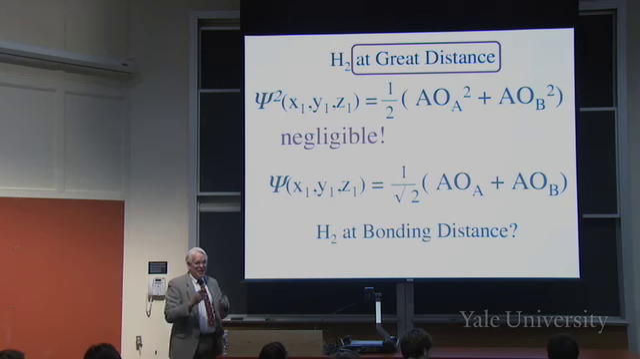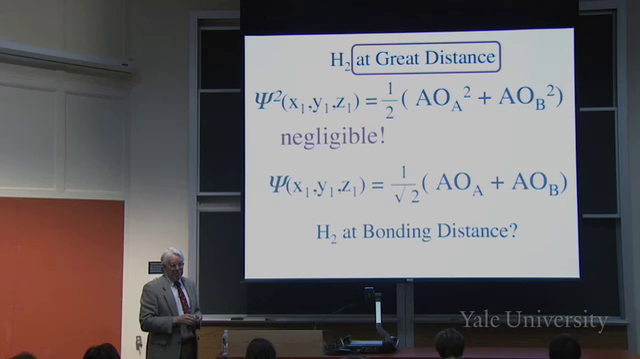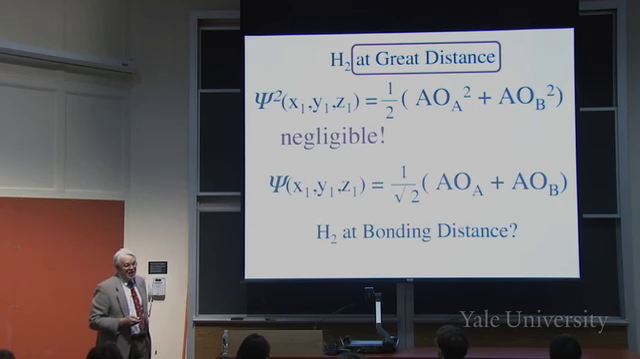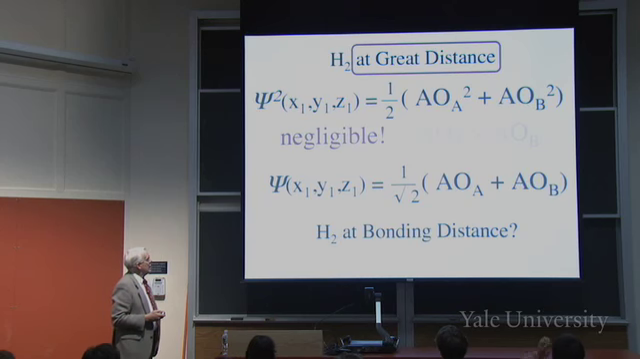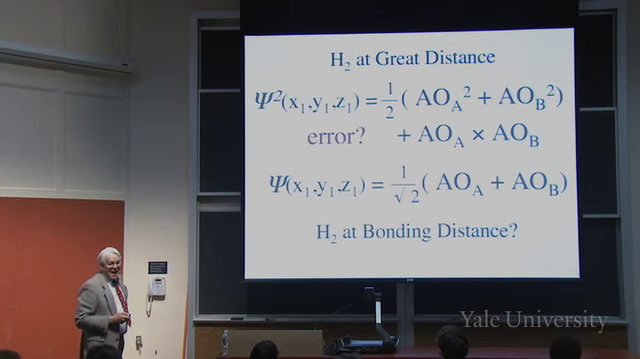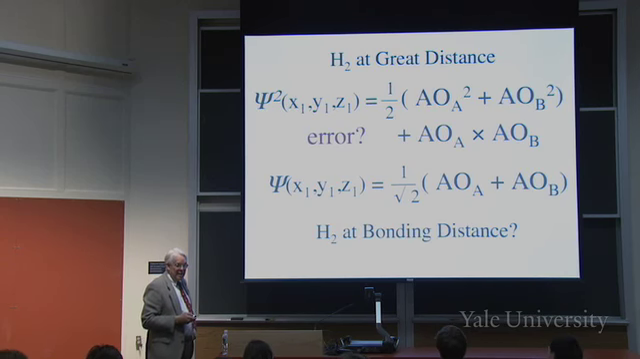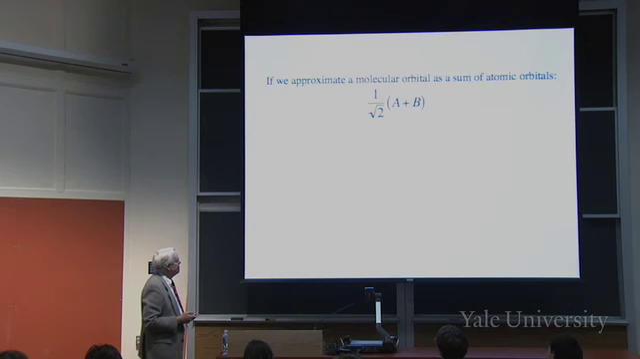Okay, now your problem is what happens if H2 is at the bonding distance? What if they're only an angstrom apart? Now there should be a problem, right? Because A times B is not going to be negligible everywhere now. Okay, so now that's going to come back. So now we got an error, right? Or do we? Let's think what that does.